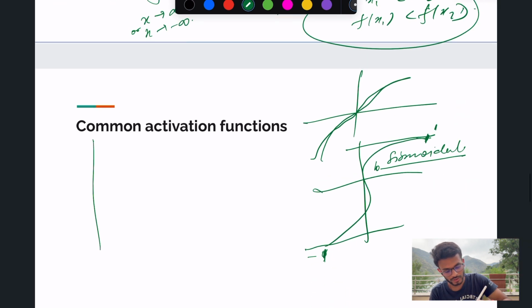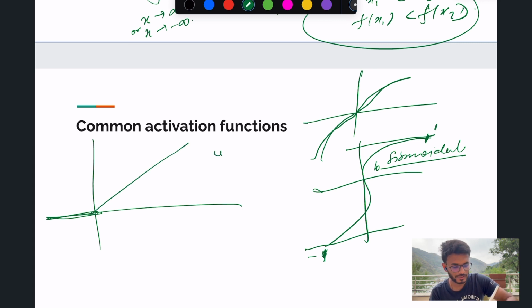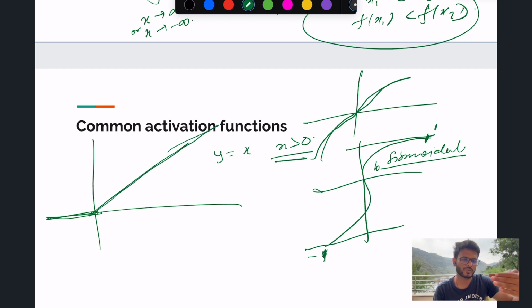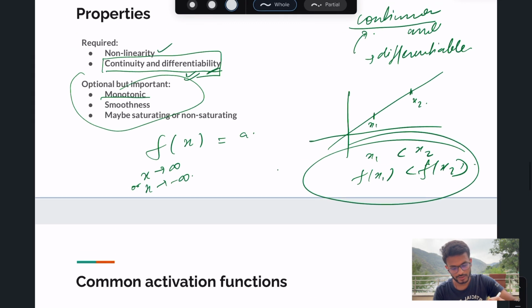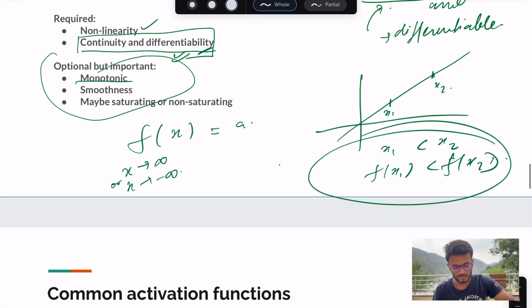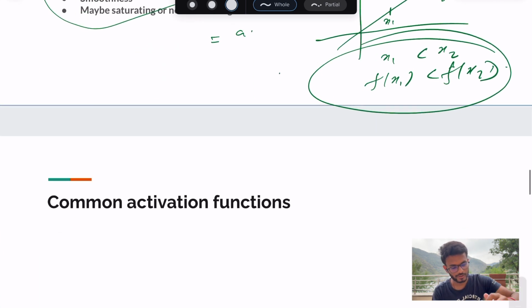If you take a non-saturating function, the example is ReLU. The graph of ReLU is basically y equal to x for x greater than 0. So it never saturates. If you keep on increasing x, y will keep on increasing, it doesn't reach a particular value. So these are optional but not important. You have saturating or non-saturating functions over there.